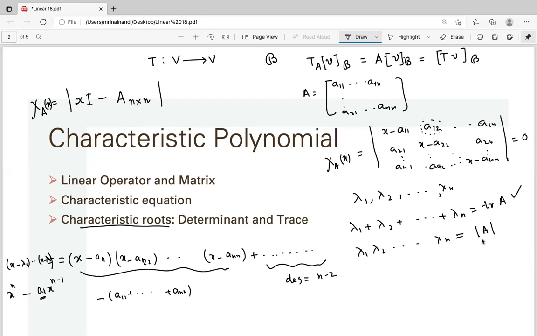Now, why is this product a determinant? That is also easy. How do we find the constant term? The constant term is actually, if you put x equal to 0, so chi a0 is the constant term. So what is the constant term? Constant term is minus 1 to the power n, lambda 1, lambda 2, ..., lambda n. Now, here, what is the constant term of this? If you put x equal to 0, so the left hand side is the constant term.